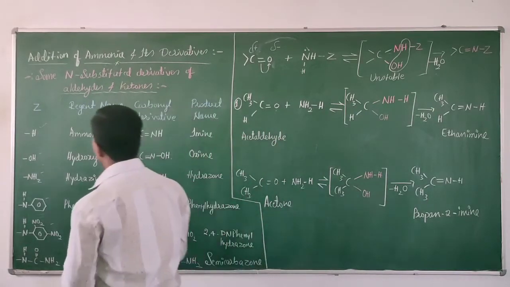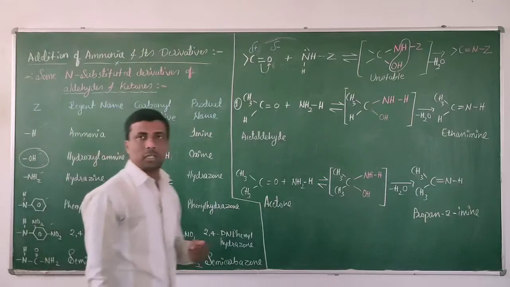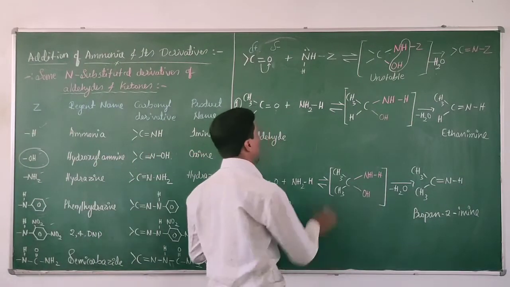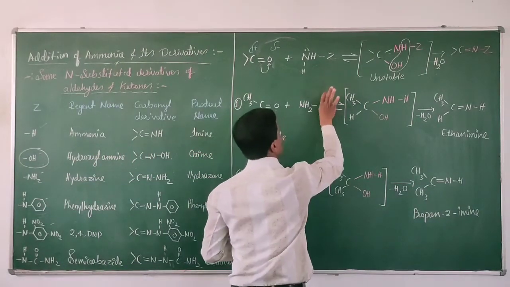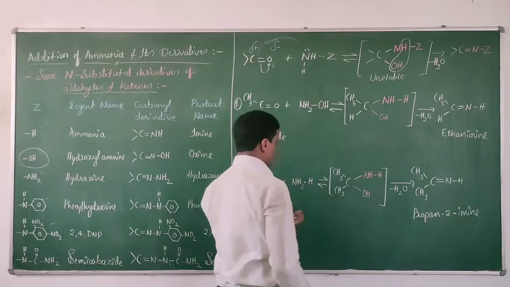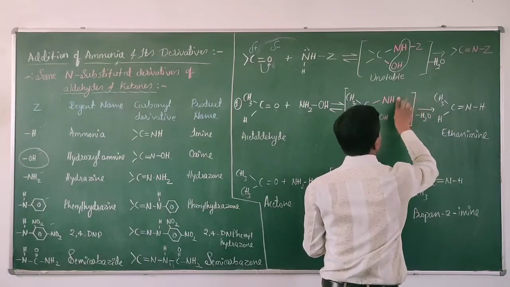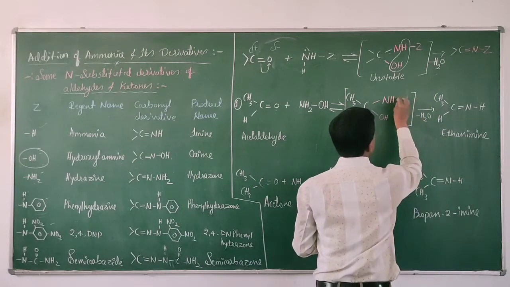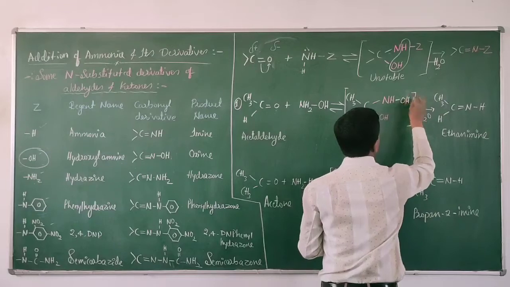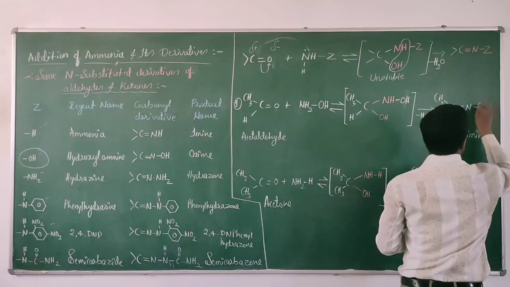Now let us come to the second example. Here let us consider OH as Z. Remove this one. Write OH here. What happens? In the place of H, we should have OH. For OH to come here, here also we will have OH.